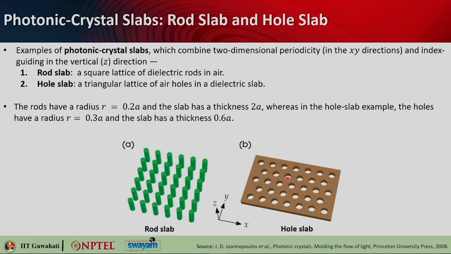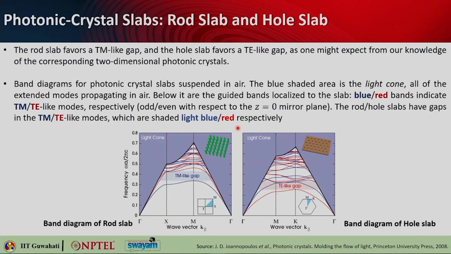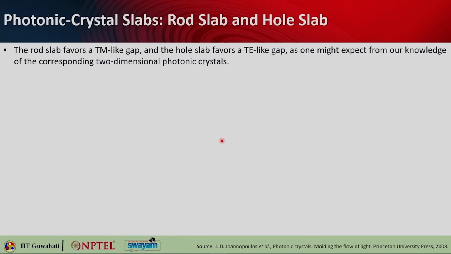If you take the hole slab, the radius of the holes is 0.3a and the thickness of the slab is 0.6a. So these are the dimensions we have taken, and then when you calculate the photonic band diagram for this rod slab and hole slab, you will see the following. The rod slab favors a TM-like gap and the hole slab favors a TE-like gap, something very similar to what you have seen in the previous lecture for 2D photonic crystals of dielectric rods and hole arrays, right.